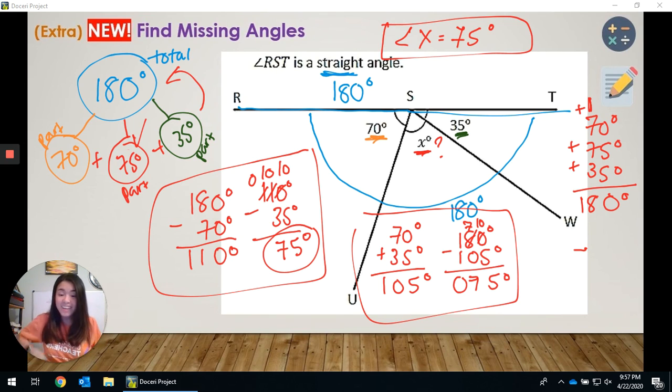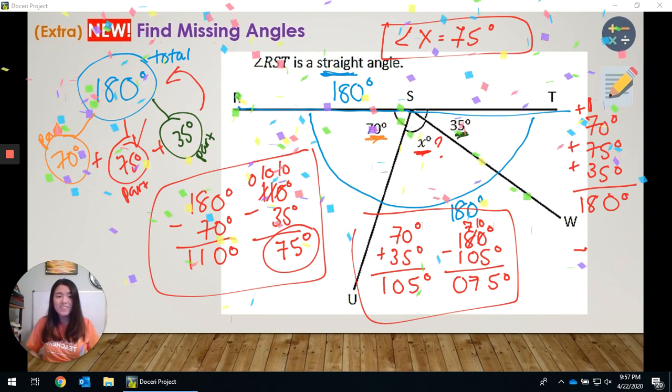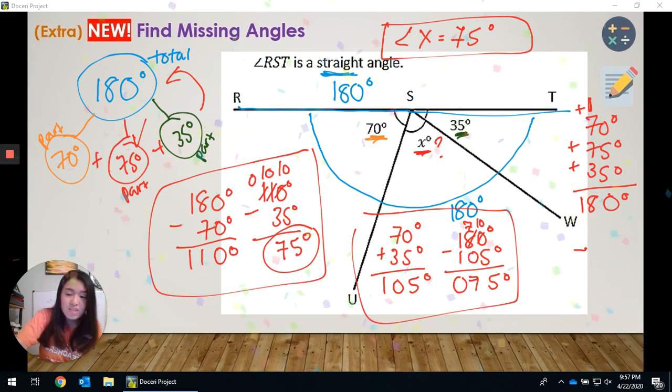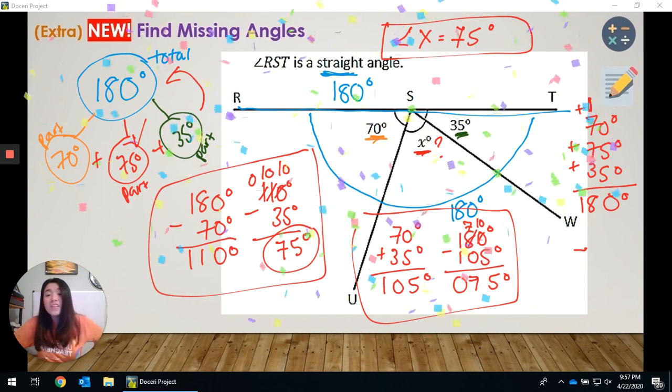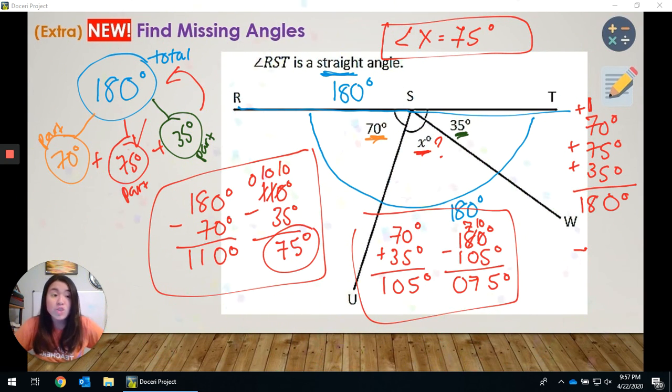Did you get it? Here's your confetti if you got it. Here's confetti if you knew. Oh, trying to do double confetti. Double confetti if you tried a different way than what I taught you. So instead of doing this one, you did this one instead, and you still got the right answer. Nice job. That means that you're really using your brain to solve problems and figure out mysteries. I'm really proud of you.